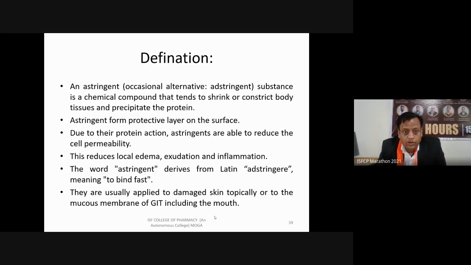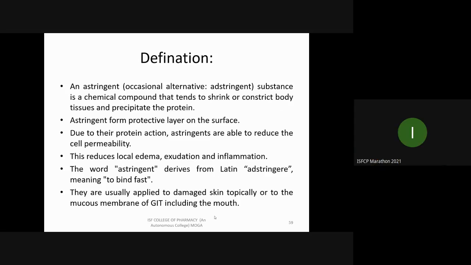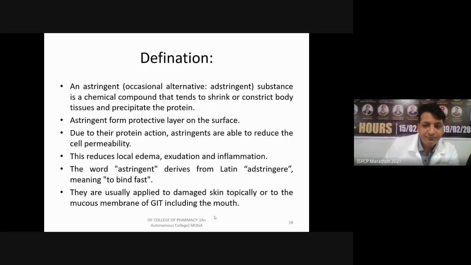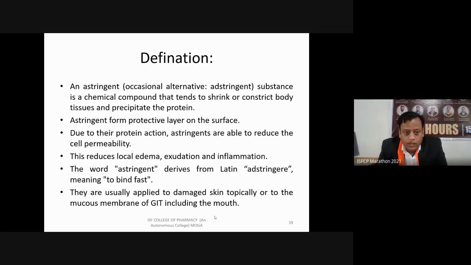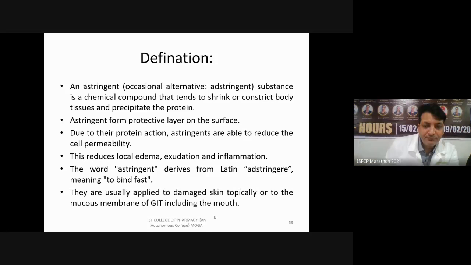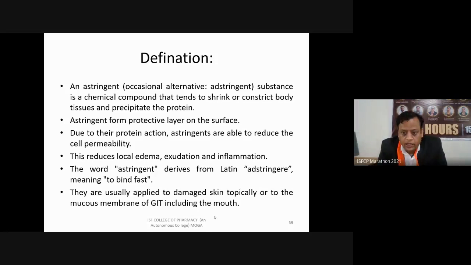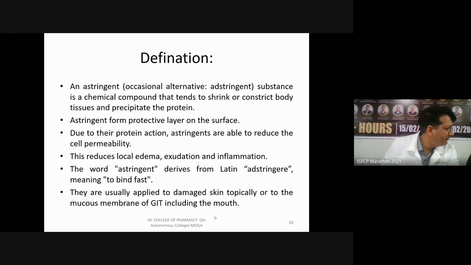Due to their protein action, astringents are able to reduce the cell permeability. They are further responsible for other effects, which include reducing local edema, exudation, and inflammation. So these are the other effects produced by astringent compounds. The word astringent derives from the Latin stringere, meaning to bind fast.